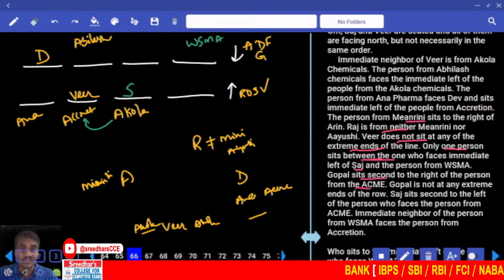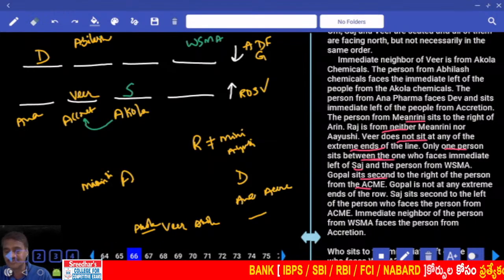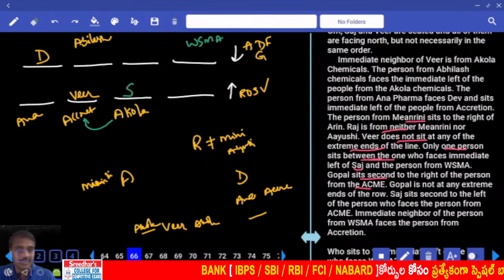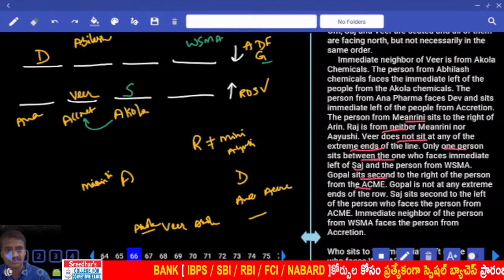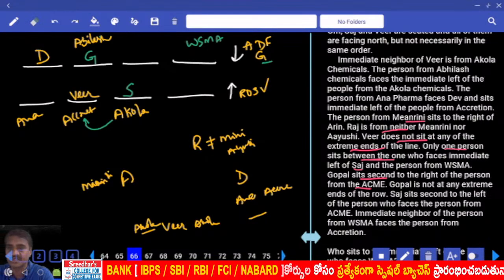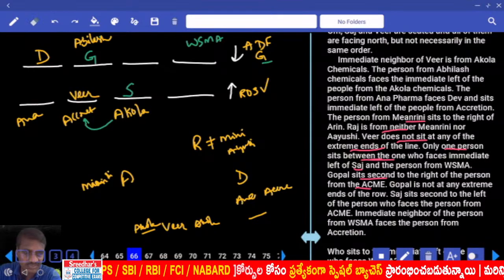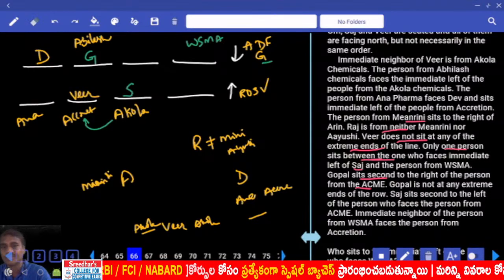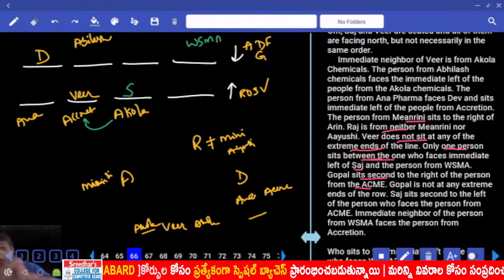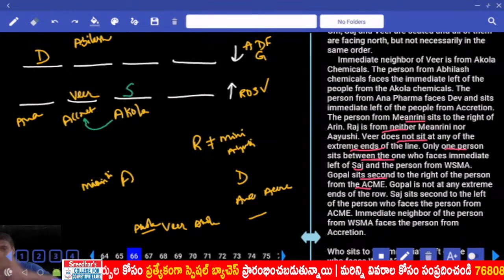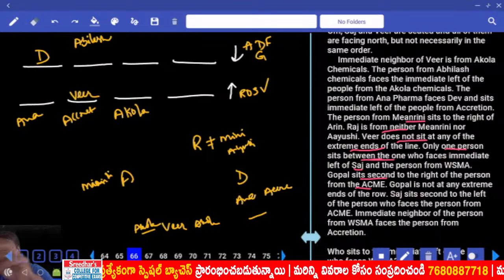Gopal sits second to the right of ACMA. Now Gopal is seated second to the right of ACMA. Is it possible? Gopal is here. Gopal is seated second to the right of whom? ACMA. Is it possible here? No, it is not possible, which implies that S cannot be here. Then where should this S be?